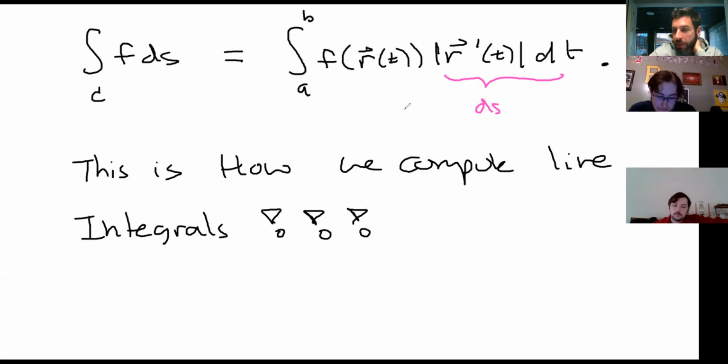And if you draw a picture, this r prime of t dt, this ds is not going to surprise you, because that is nothing more than the tangent line, right? The tangent line to a curve is r prime of t. If I take the absolute value of that, I am getting its length. So all this is suggesting is that we're approximating a piece of a small curve with a straight line.